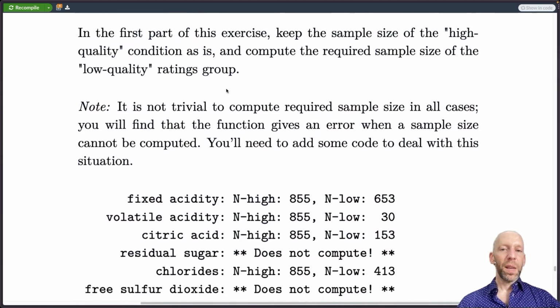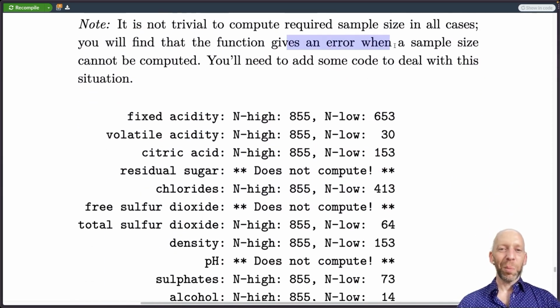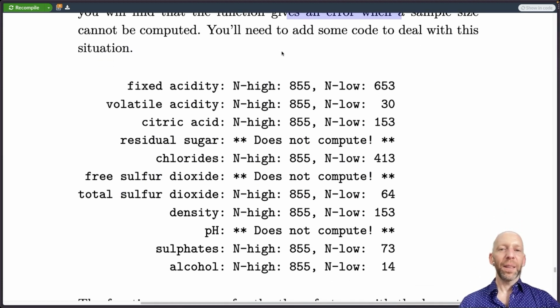Now, you're going to run into some errors. There are going to be some problems, and I'll show you what those are and what they mean. You're going to have to add a little bit of code to deal with situations like that. So what I did was report "does not compute" anytime the power calculation failed miserably. It crashed and burned, and in that case I just printed out this message. Otherwise, it prints out the required sample size here.